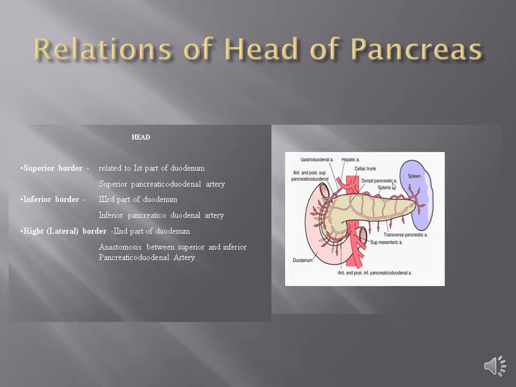Now from where these arteries are coming, superior pancreaticoduodenal is the branch of gastroduodenal, which is in turn the branch of celiac trunk, as we can see in this diagram. Whereas inferior pancreaticoduodenal is the branch of superior mesenteric artery.